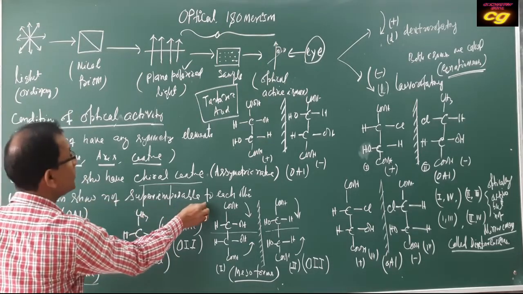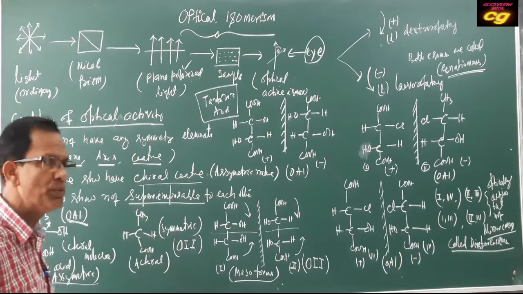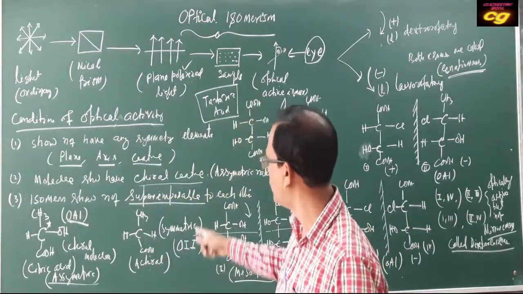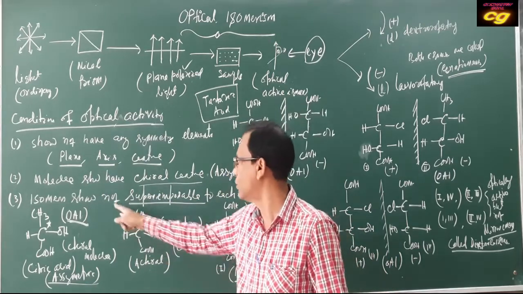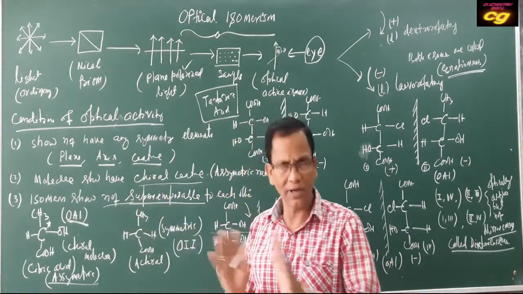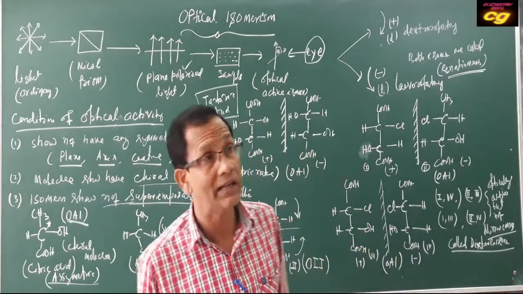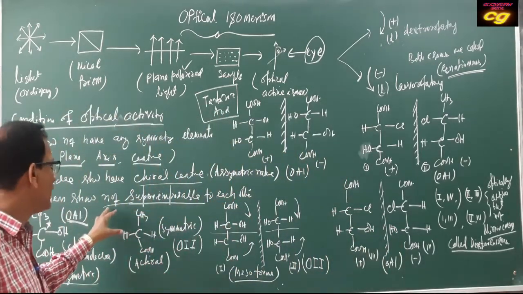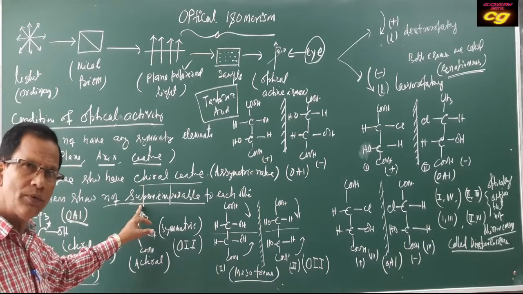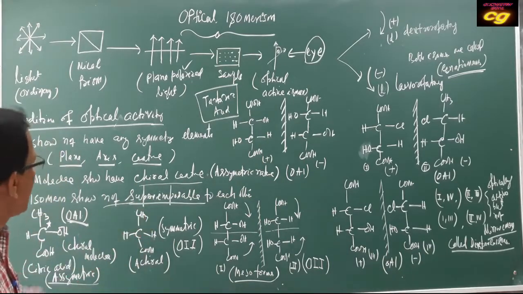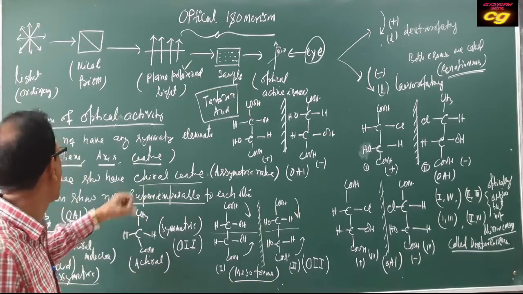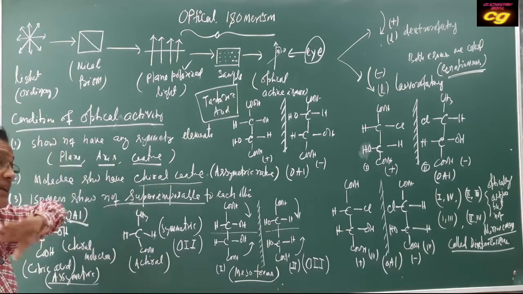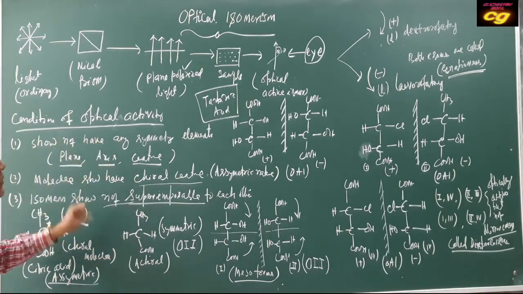So they are not superimposable on each other. Superimposable means identical. Not superimposable means non-identical. They should not be identical. They should not be equal. That's why non-superimposable isomers having chiral centers and no plane of symmetry, no symmetry of any kind. Symmetry should not be there, then it will be optically active.